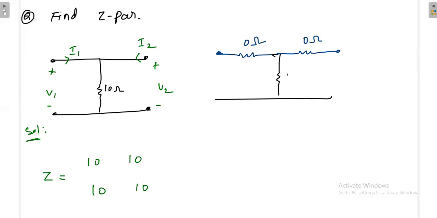This is 10 ohm. Then you apply same principle, 0 plus 10, 10, 10, here 10, 10, here 10, 0 plus 10, that is 10. So once if the network is like this, then this is the answer. This is the Z parameter of that network. Again, even if you want, you can apply that KVL, KCL, finally you will get the same answer.